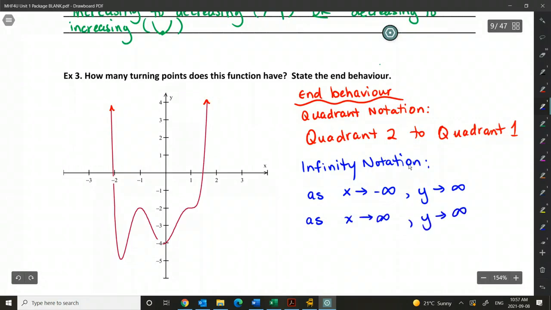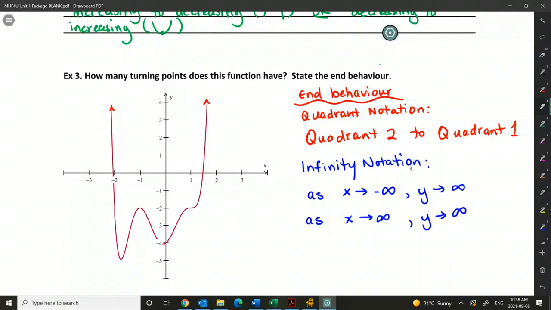Very nice. Okay, so no matter what, I must have these 2 pieces. I will always have a left side as x approaches negative infinity and as x approaches positive infinity. Those are always the same. These might be different depending on what the left and right ends do. Do you want us to label them saying like quadrant 1 and 2, or is that just implicit in the explanation for infinity notation?